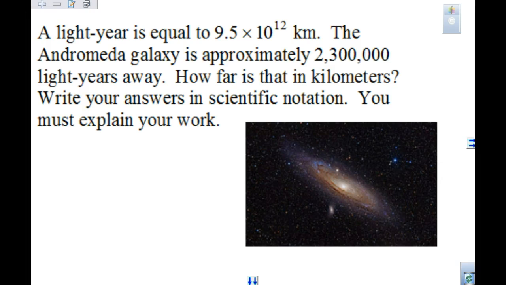A light year is equal to 9.5 times 10 to the 12 kilometers. The Andromeda galaxy is approximately 2,300,000 light years away. How far is that in kilometers? Write your answers in scientific notation. You must explain your work.